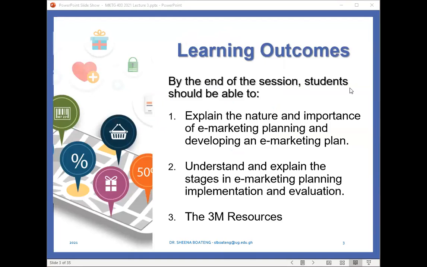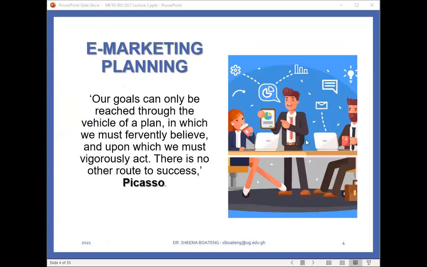The first outcome is to be able to explain the nature and importance of e-marketing planning, as well as developing an e-marketing plan. Then we will be able to understand and explain the stages in e-marketing planning, implementation, and evaluation, as well as the 3M resources as they relate to the process of e-marketing implementation. So let's get into it.